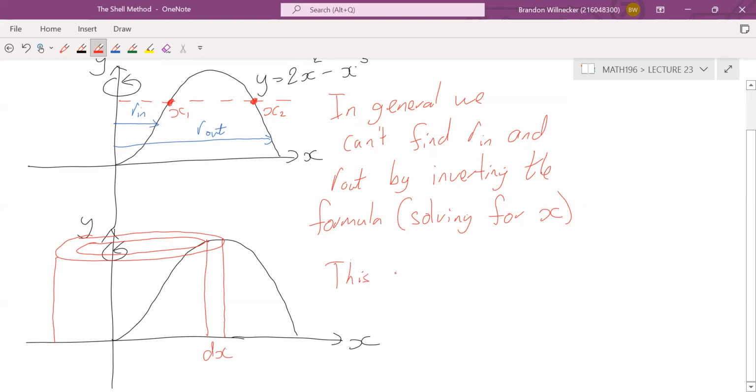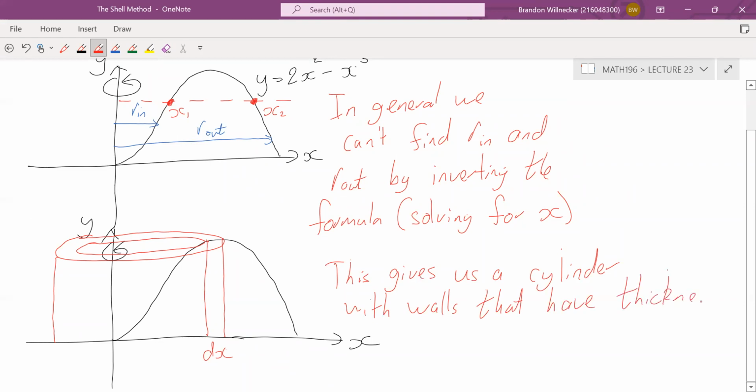So this gives us a cylinder with walls that have thickness dx. The cylinder has some thickness to it, and the thickness is dx, because that's this width that we have here that we're rotating around.